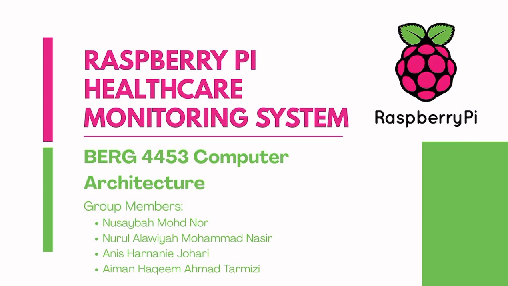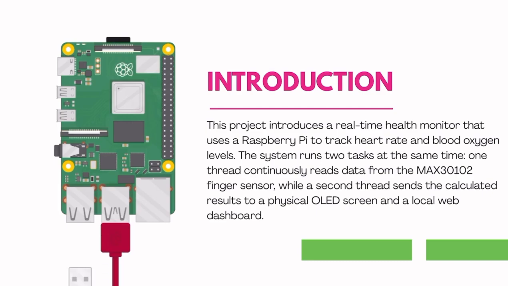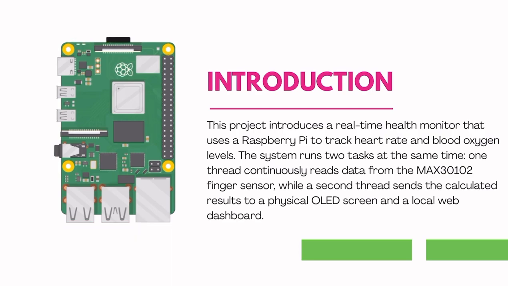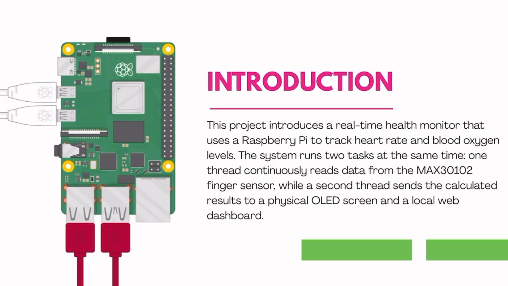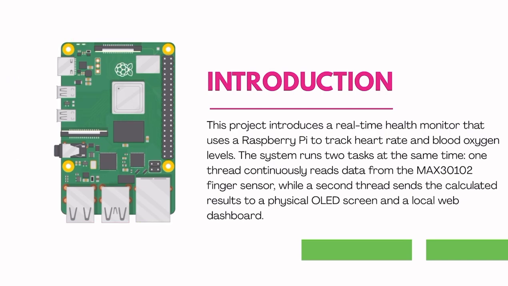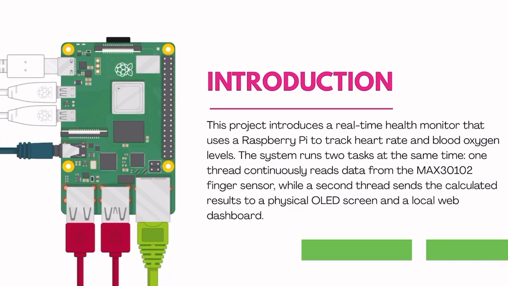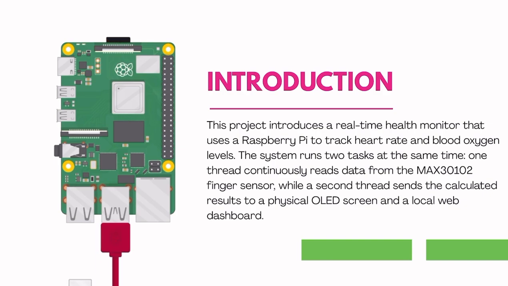And today I would like to explain about our project, which is the Raspberry Pi Healthcare Monitoring System. Introduction. This project introduced a real-time health monitor that used a Raspberry Pi to track heart rate and blood oxygen levels. The system runs two tasks at the same time. One thread continuously reads data from the MAX30102 finger sensor, while a second thread sends the calculated result to a physical OLED screen and a local web dashboard.